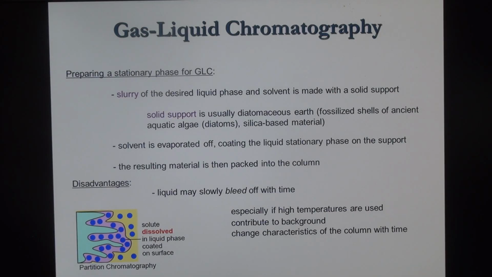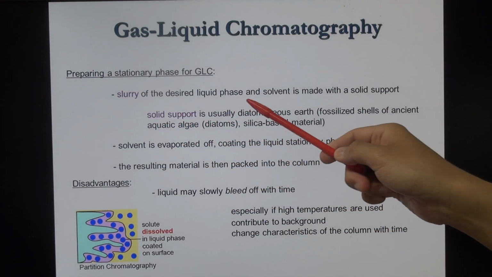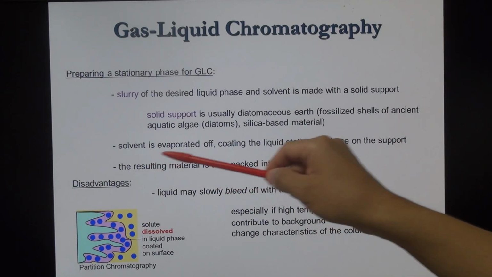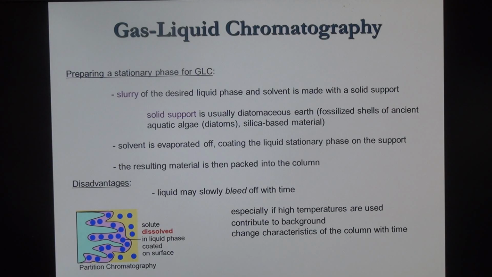To prepare this stationary phase, a liquid coated on a solid support, we usually make a slurry of the desired liquid phase and solvent, and we mix it with the solid support. We evaporate the solvent and coat the liquid phase on the support, and we pack the resulting material into the column.